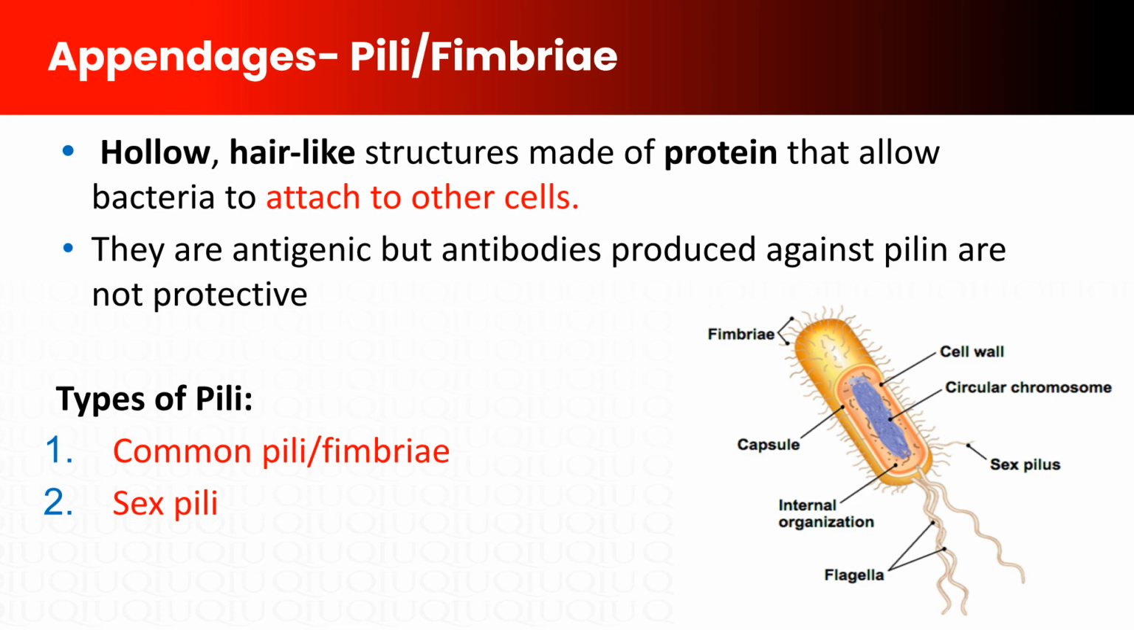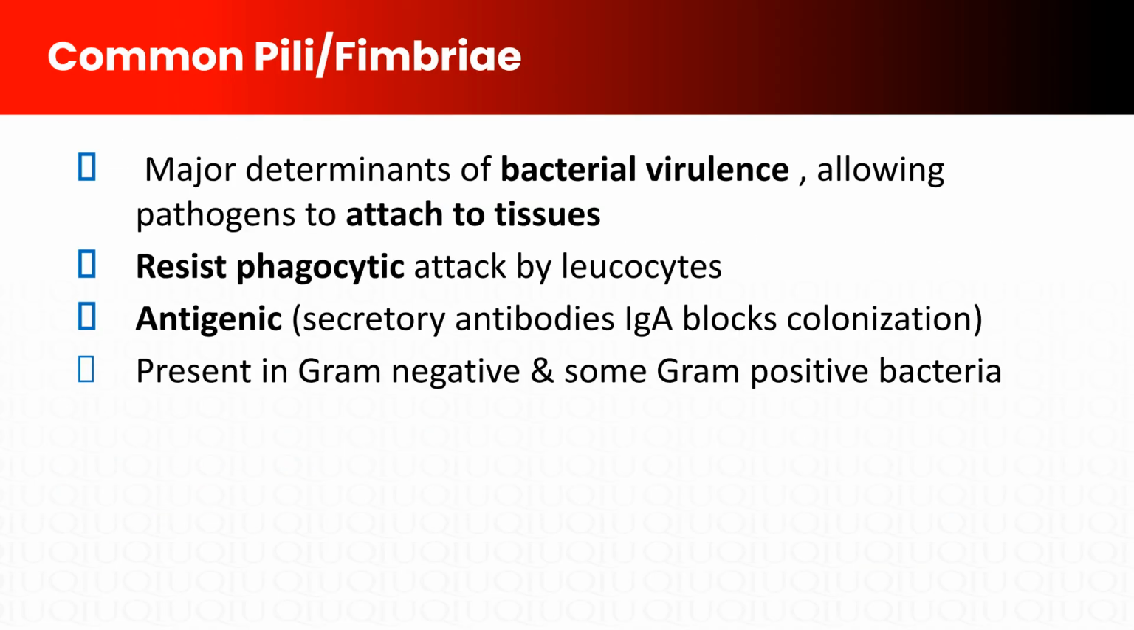Pili, or fimbriae, are hollow, hair-like protein structures that allow bacteria to attach to other cells. They are antigenic, but antibodies against pilin are not always protective. The two main types are common pili/fimbriae and sex pili. Common pili or fimbriae are major determinants of bacterial virulence, enabling pathogens to attach to tissues and resist phagocytic attack. They are antigenic, and secretory IgA antibodies can block colonization. They are present in gram-negative and some gram-positive bacteria.